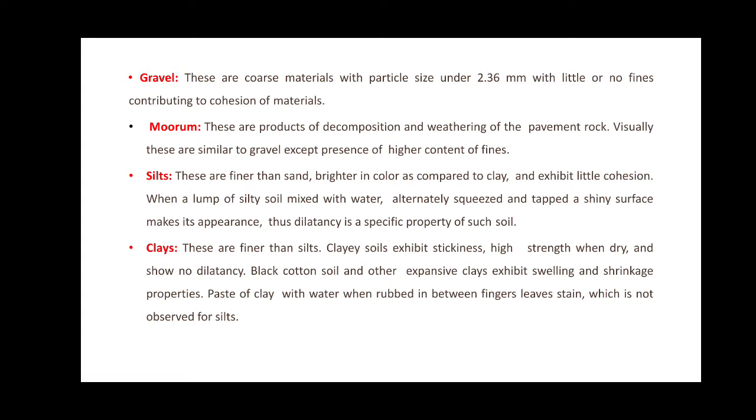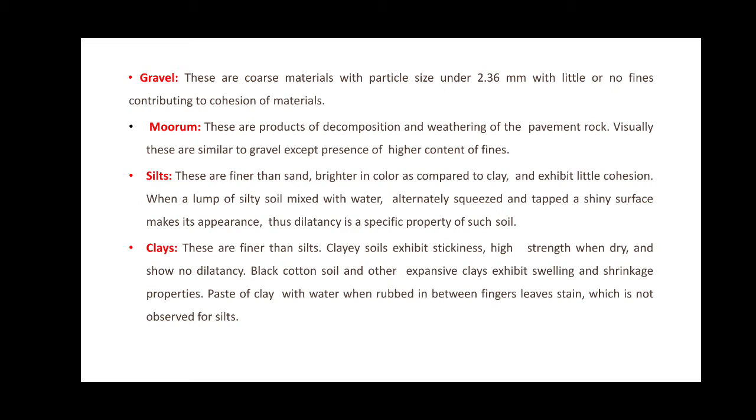First are the gravels. Gravels are the coarser materials with particle size above 2.36 mm, and no fines are contributing to the cohesion of these materials. Next is the murum. Murums are the products of the decomposition and weathering of the parent rocks. They are similar to the gravel except for the presence of higher contents of fines. That means, as compared to the gravels, murum has a higher content of fines.